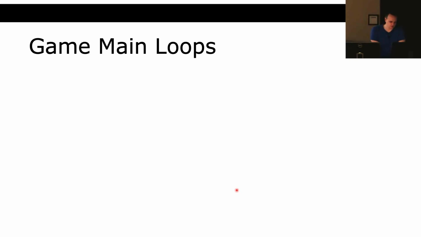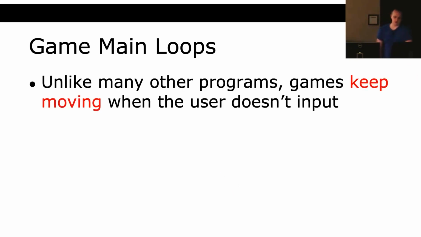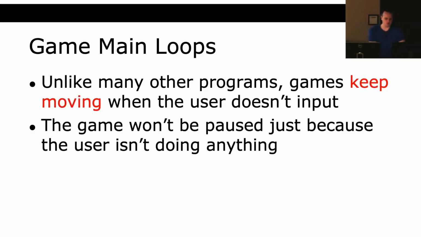Now when we move on to games, what happens is that unlike those other programs, the games keep moving even when you don't type anything in, right? So far we've been talking about architectures for these blocking input type systems. And now we have something that is typically non-blocking. So if you're playing Mario, the Goombas are going to still walk into you and kill you if you don't input anything, right? So something is happening even if you're not doing input. So the game won't be paused just because the user isn't doing anything.